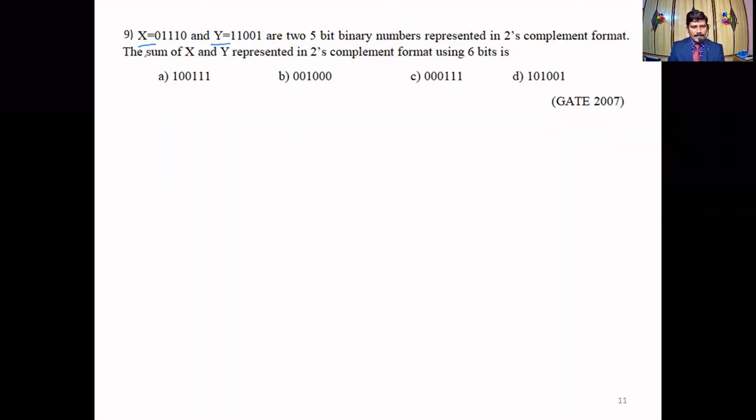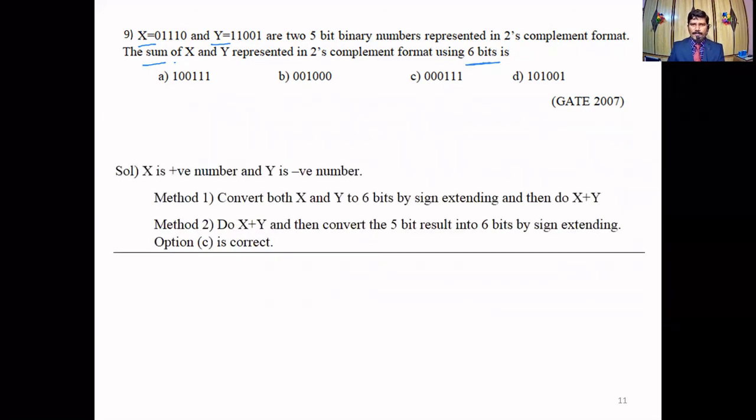In this problem, X and Y are given, which are two 5-bit binary numbers, and they are in 2's complement format. You need to find out the sum here, X plus Y, and the answer should be in 2's complement format using 6 bits.